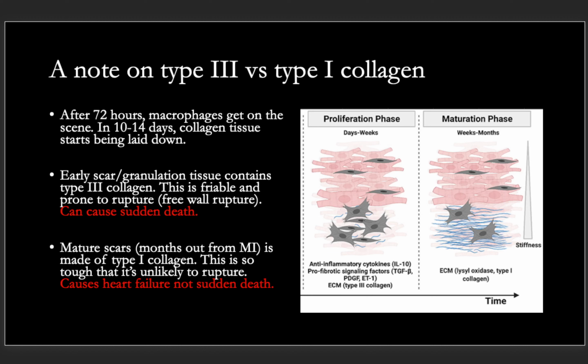One thing you might have forgotten is the difference between type 3 versus type 1 collagen. If you consider a heart attack like any other injury, you start getting some scar formation. So an early scar has type 3 collagen. Really, this seems low yield, but the big idea is to think of it as a very friable, immature scar. It can rupture at any time and just cause sudden death.